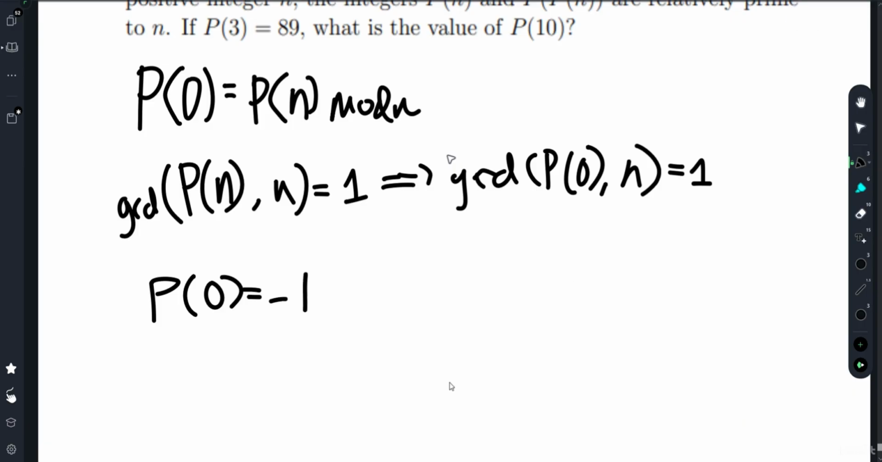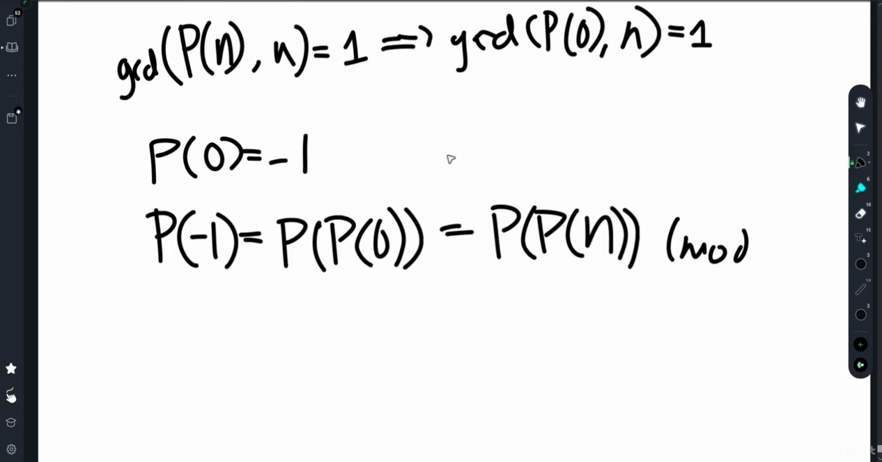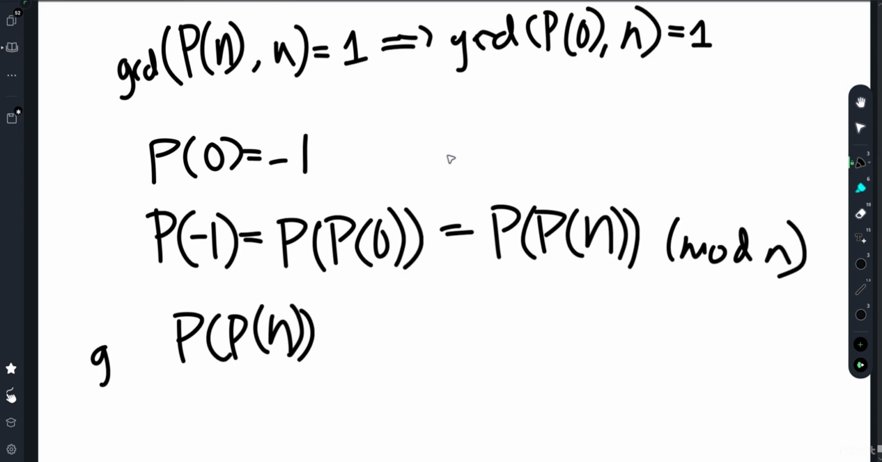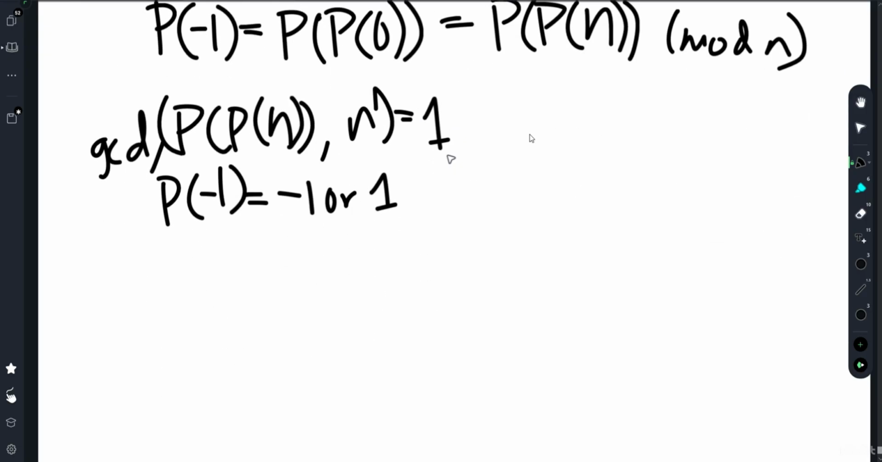And so now we want to find what p of negative 1 is. And so we know that p of negative 1 is equal to p of 0, and so this is just equal to p of n mod n, obviously, sorry. And so we know that p of n, similarly to the other one, the GCD of this and n is equal to 1. So this means that p of negative 1 is equal to 1 or negative 1. So how do we find what p of negative 1 is?